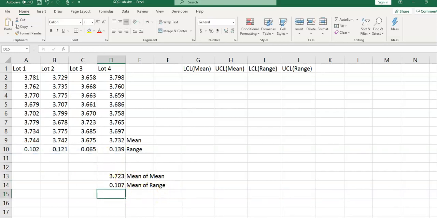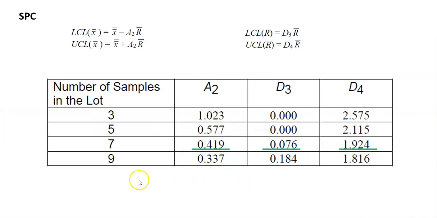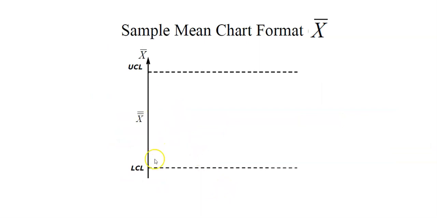So I have these 2 parameters. From this table available in the manual, you can find A2, D3 and D4 and plug them into these equations to find the lower control limit and upper control limit for mean and range. You need to select these numbers for a sample size of 7. So when you plot this, you would have the lower control limit and upper control limit. This would be your control chart.